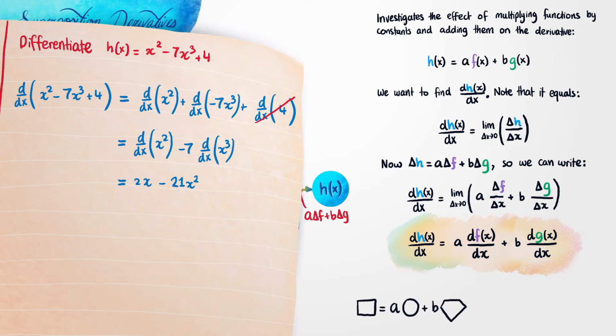It even feels silly saying this, but if you have some function represented by a square, and it's equal to a times another function represented by a circle, plus b times another function represented by this diamond looking shape, then we can actually write its derivative like this.